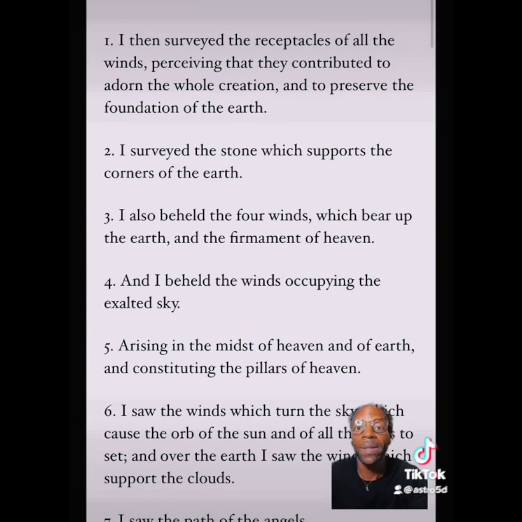Chapter 18. I then surveyed the receptacles of all the winds, perceiving that they contributed to adorn the whole creation and preserve the foundations of the earth. I surveyed the stone which supports the corners of the earth. I also beheld the four winds which bear up the earth and the firmament of heaven, and I beheld the winds occupying the exalted sky.